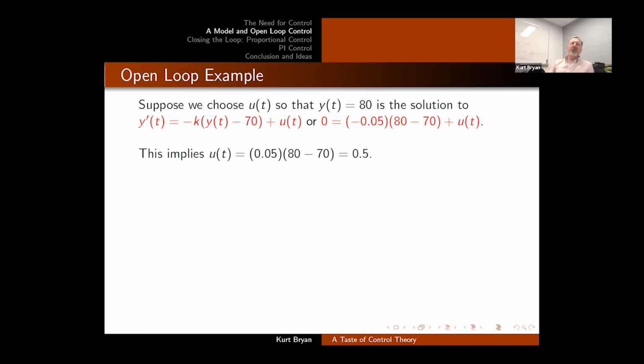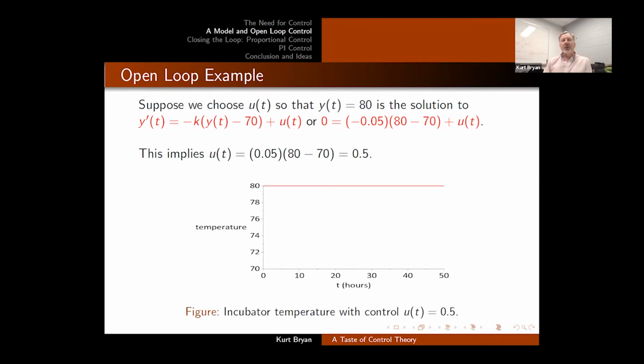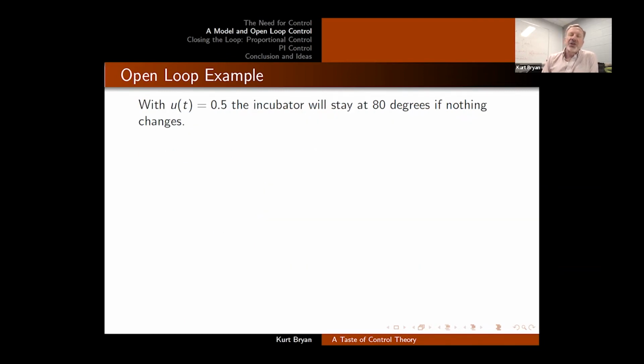You should turn the heater on to level 0.5, whatever that means in the physical context here. You should turn it on to that level and leave it there. That will keep the incubator at 80 degrees. This is open loop control. Of course, there's my very informative graph of an incubator that's at 80 degrees. So this will work perfectly if nothing changes.